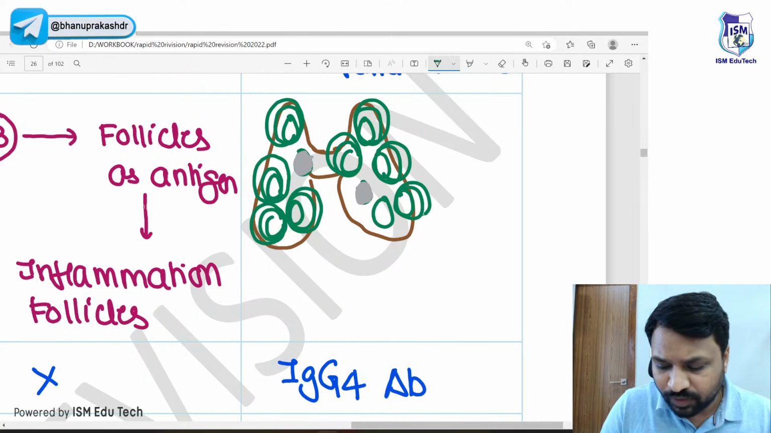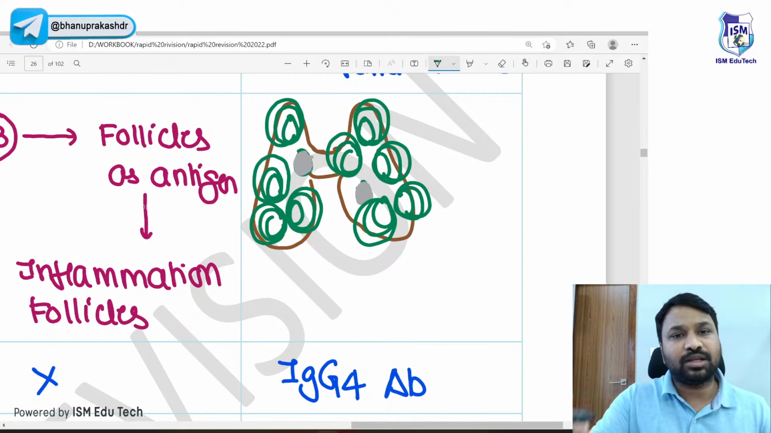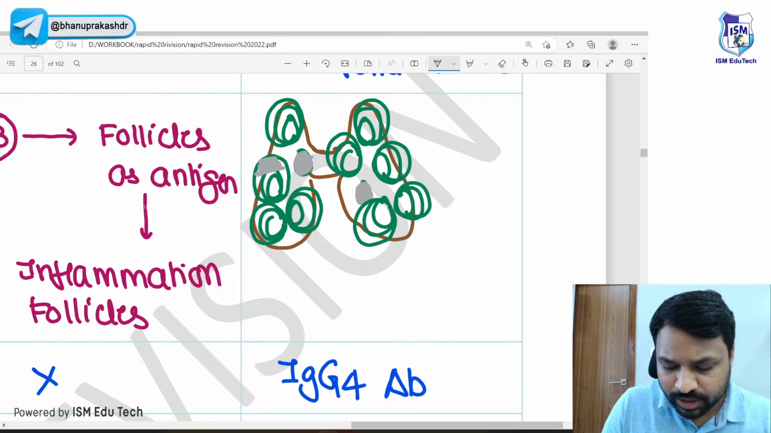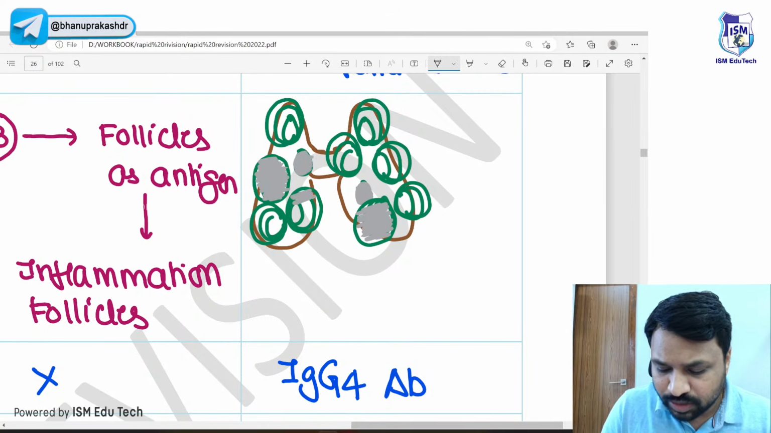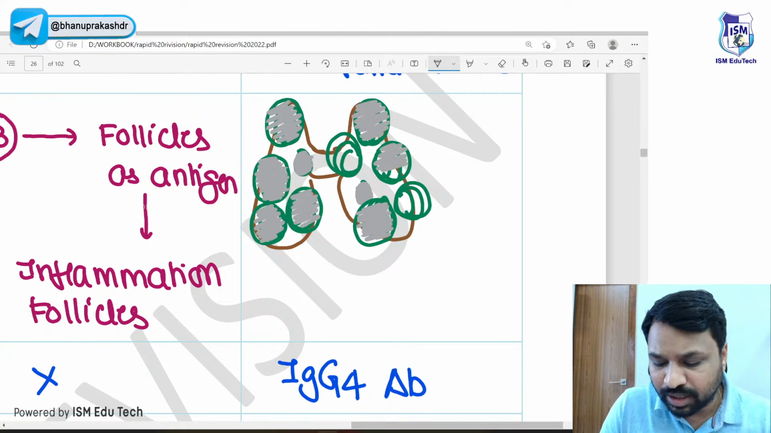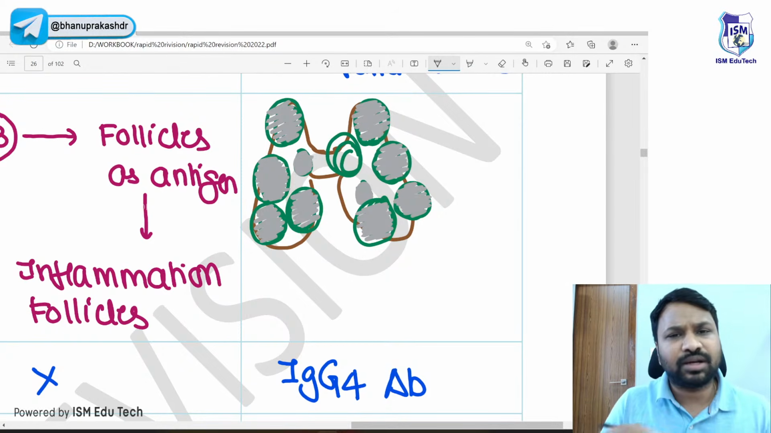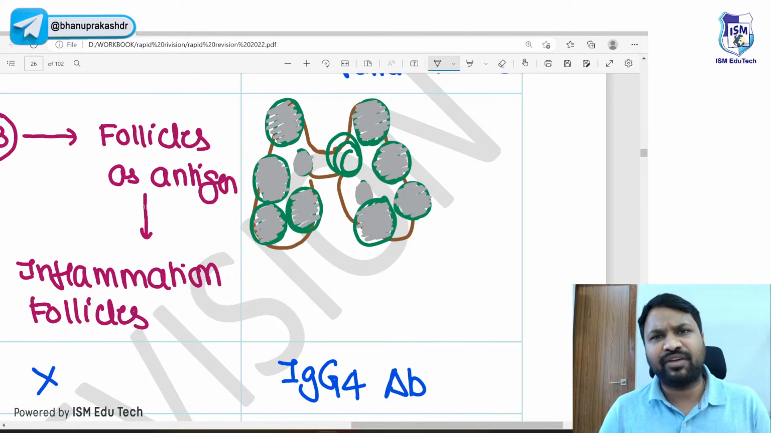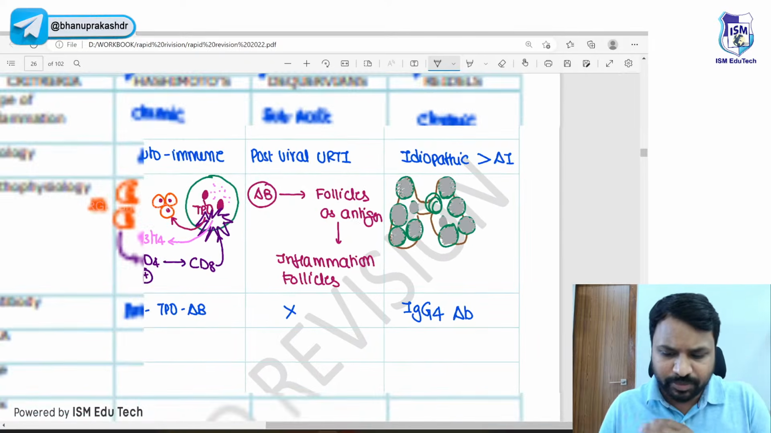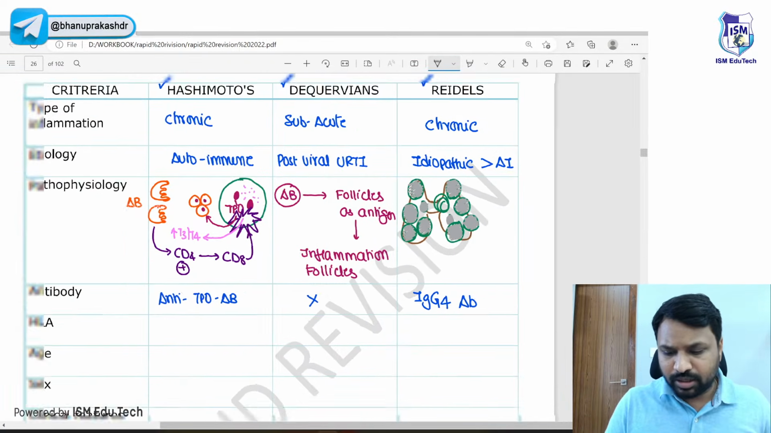So in Riedel's, a few of the follicles get fibrosed, autofibrosis, and the other ones undergo compensatory hypertrophy. Again, a few other follicles are going to get damaged. In that way, eventually you will notice all the follicles in the thyroid gland in Riedel's thyroiditis undergo fibrosis. In fact, the entire gland becomes an enlarged, fibrosed thyroid gland. Why enlarged? Because of compensatory hypertrophy. Why fibrosed? Because it is autofibrosis, right? So this is how it has been depicted. So in Riedel's, what is the scenario?